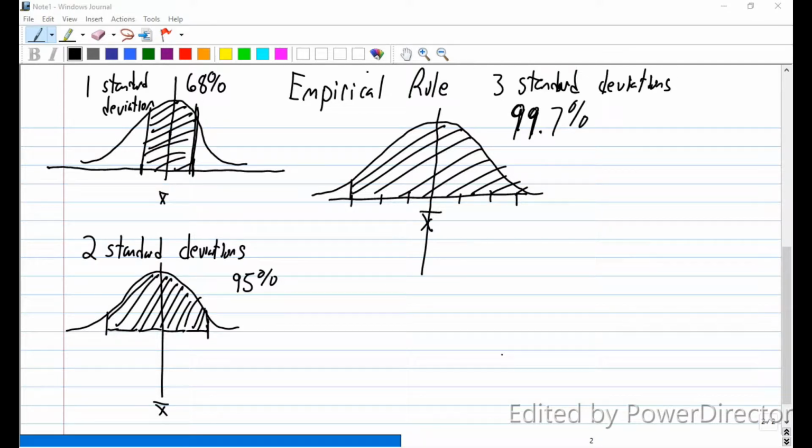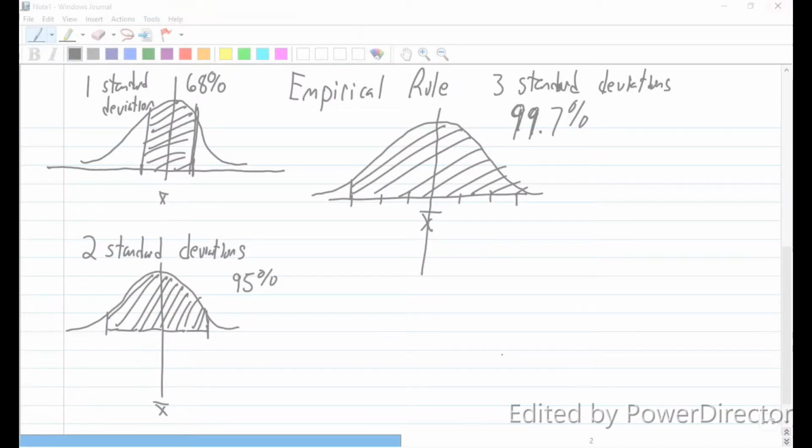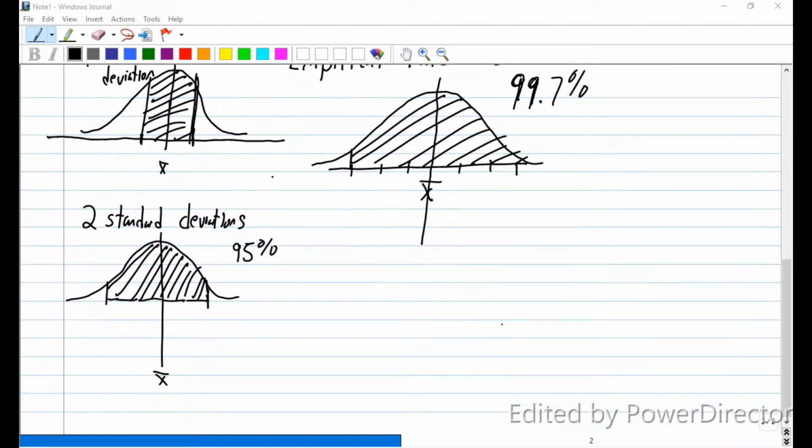All right, let's look at this word problem. You don't have to write this down. This is in your ebook, and it's also on your PowerPoint.